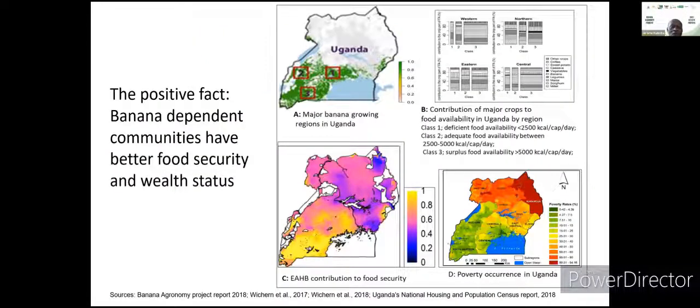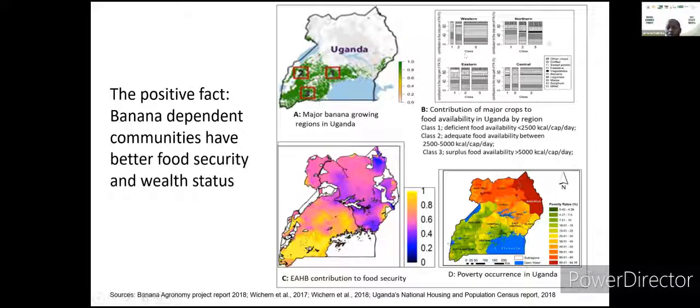So if we look at Uganda, on this map, what you see as green are the main banana growing areas. These are the southern parts of Uganda, west, central. This is the northern, and this is the eastern.